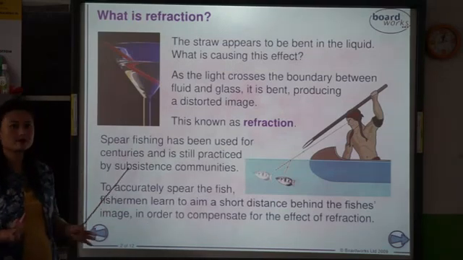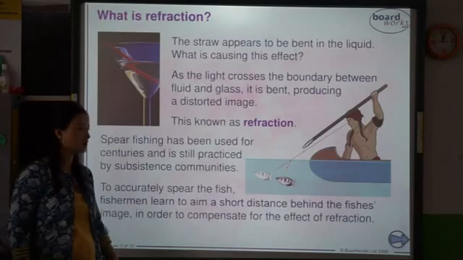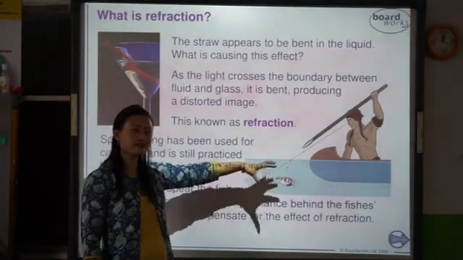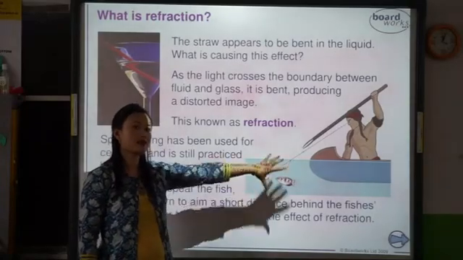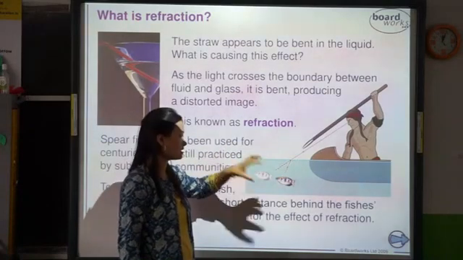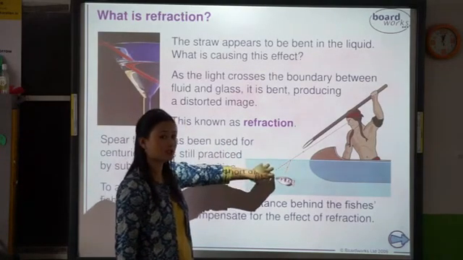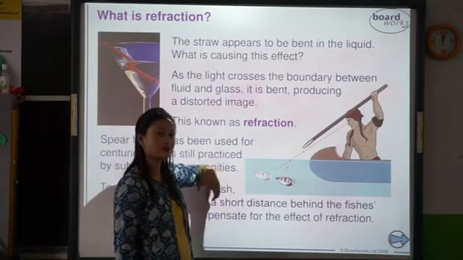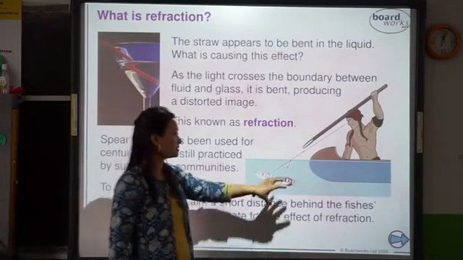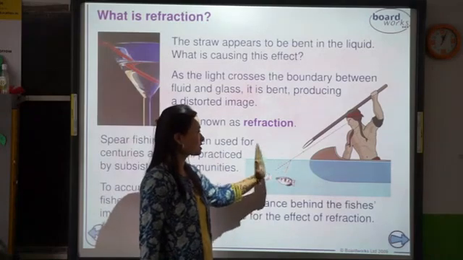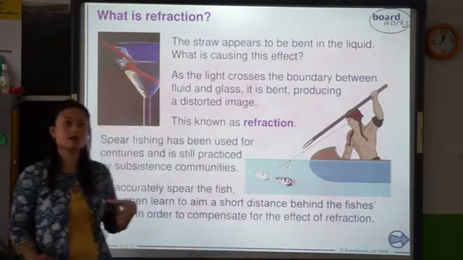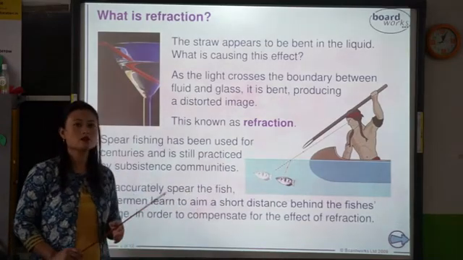So if you are not a pro and you don't know how to fish, but you are fishing with a spear, the illusion created by the refraction of light is this: this is the actual fish, but it seems like the image is somewhere here, and you will be trying to catch the image of the fish. If you are a pro, you will know exactly. You need to aim a little bit behind the image so that you get the actual fish.